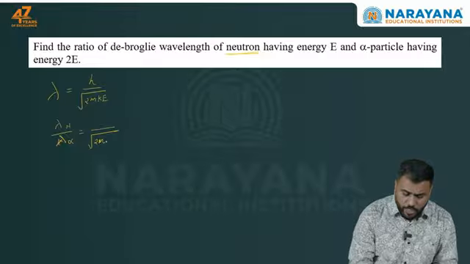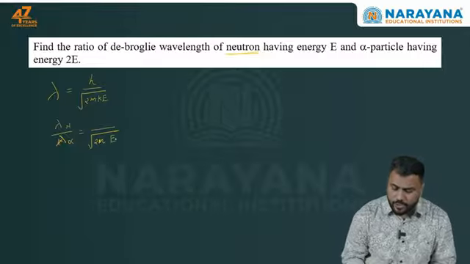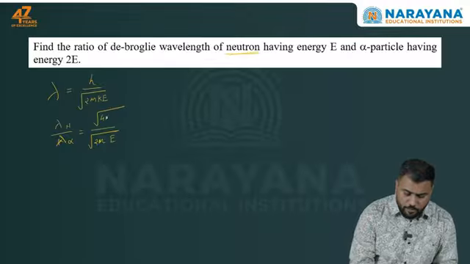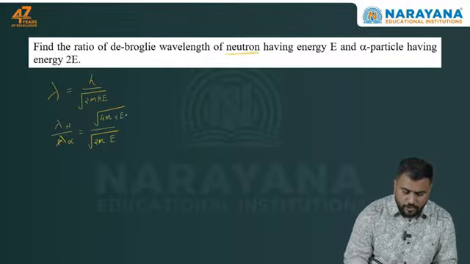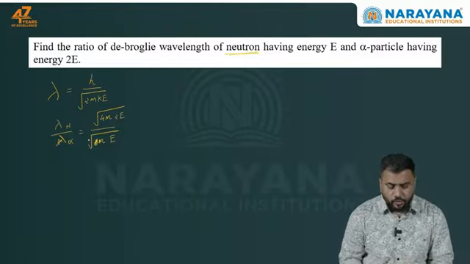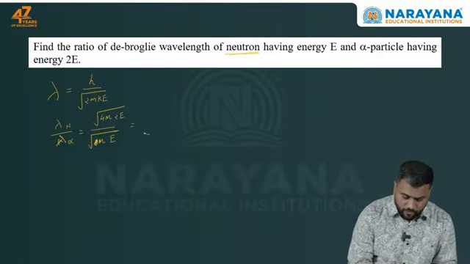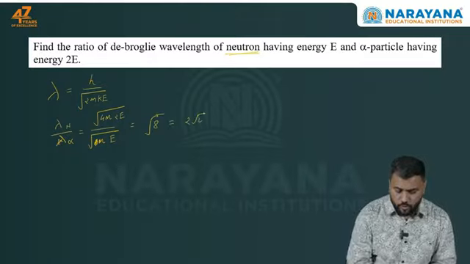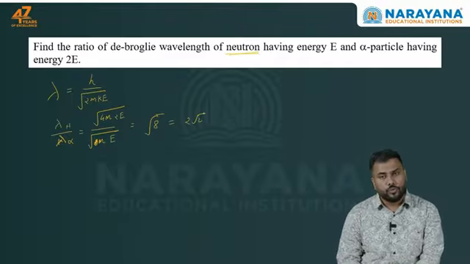So the mass of neutron I am going to assume as m, and the kinetic energy is E. The alpha particle's mass is going to be 4 times the mass of neutron, and the kinetic energy in the question is given as 2E. In the formula there is a 2 in both the expressions, so that 2 is getting cancelled. So this expression is root of 8. Root of 8 is going to be 2 root 2. So the correct answer of this question will be 2 root 2.